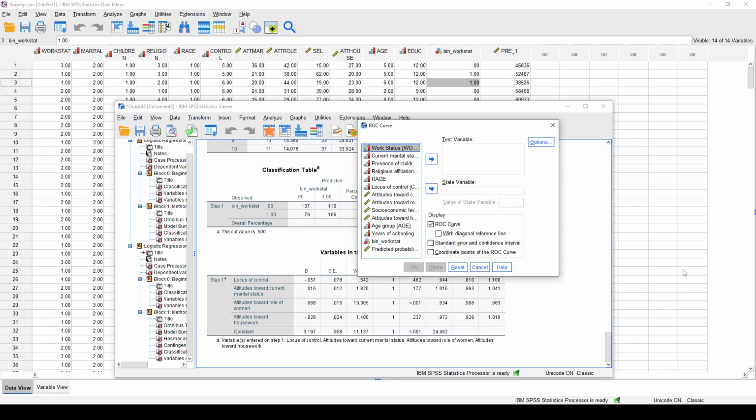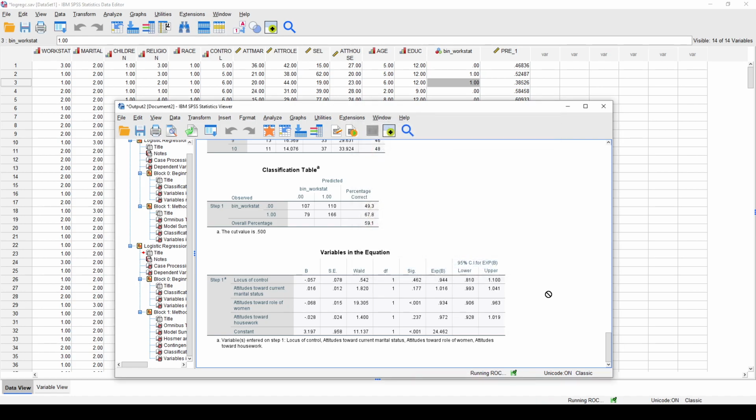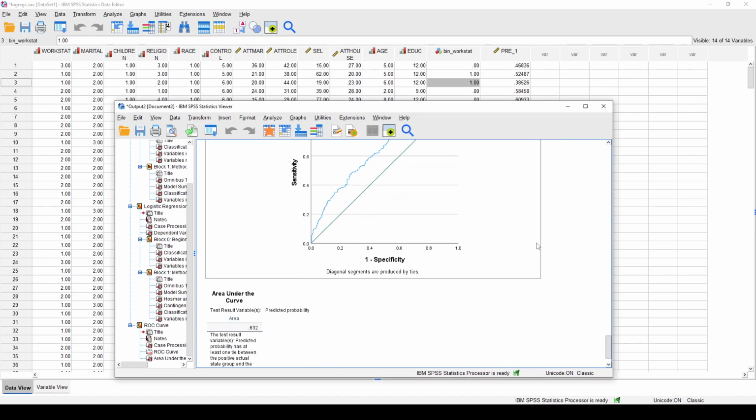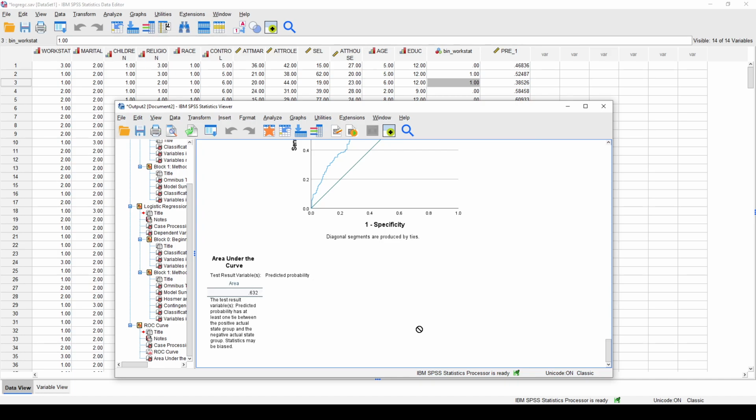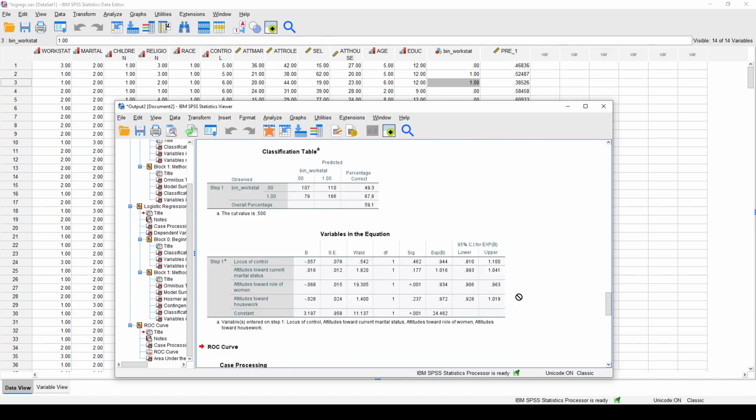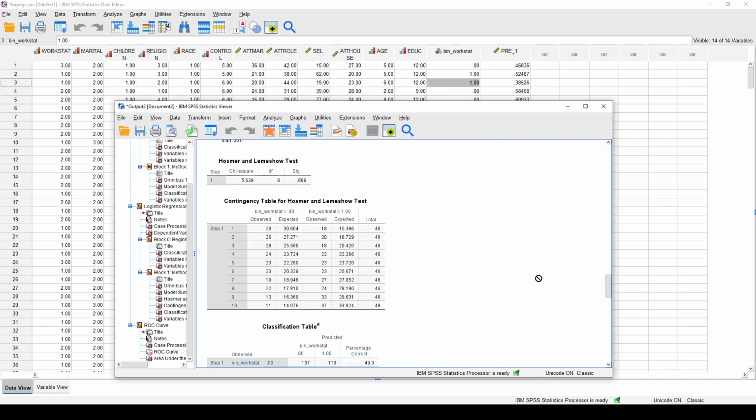So this says test variable, move the outcome variable. So that's my predicted, and then state variable. Wait, no. Test variable, that seems backwards to me. Yeah, outcome variable should be in the state variable. That's right. So the outcome, and the variable that I'm testing is the predicted probability. That makes sense. ROC curve, diagonal reference line. The value of the state variable is going to be 1 and 0. Okay. And I can go down and glance at that ROC curve. Meh, looks okay. AUC looks pretty bad. But whatever. There's been worse in the world. And here's our Hosmer-Lemeshow.